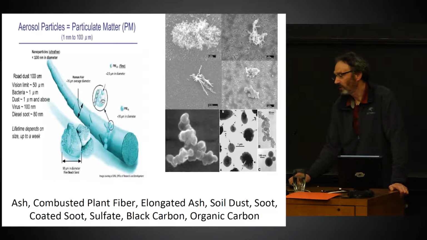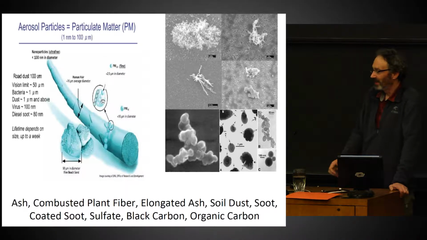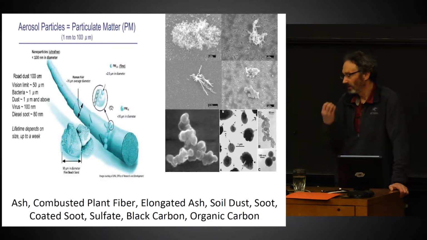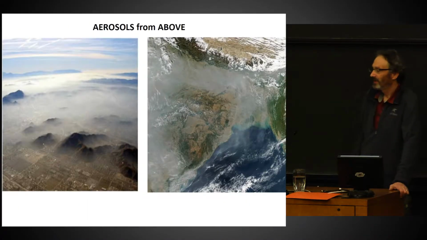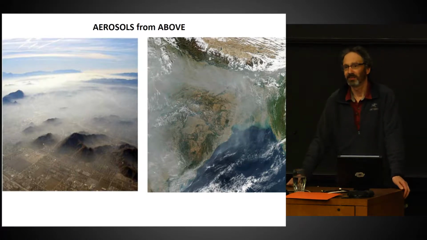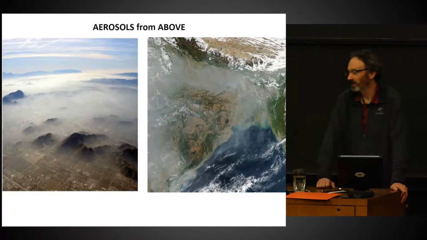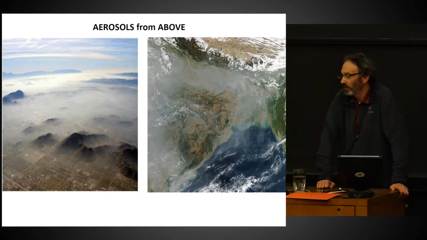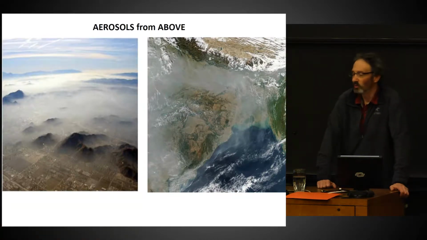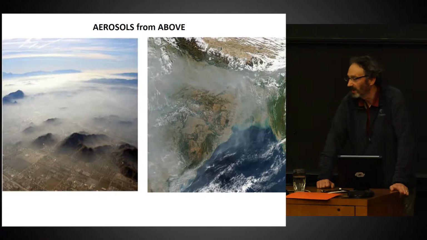So what aerosols look like, this is what they look like up close, little particles. If you look at them from the air, they look something like this. So on the left might be if you look out an airplane window over LA, you might see a haze near the ground. These are caused by aerosol particles. And in this case, they're pretty white, and they act to cool the Earth. They're reflecting sunlight back into space.